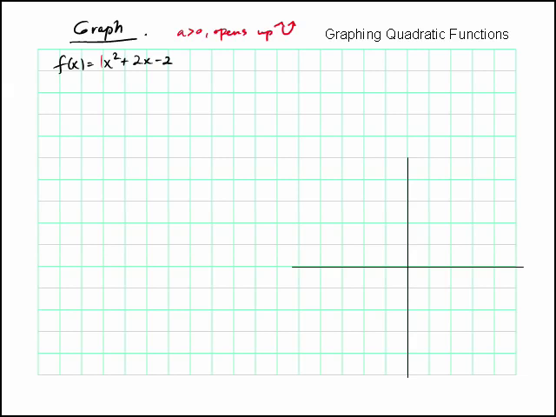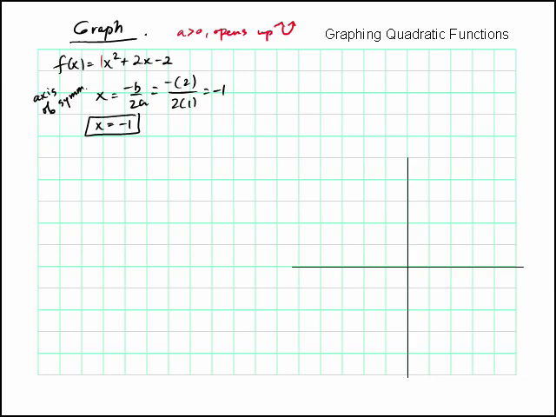Let's find the vertex. Let's see, you have to find the line of symmetry first to find the vertex. Axis of symmetry: x equals negative b over 2a. That will be negative 2 over 2 times 1, which is negative 1. So our axis of symmetry is x equals negative 1.